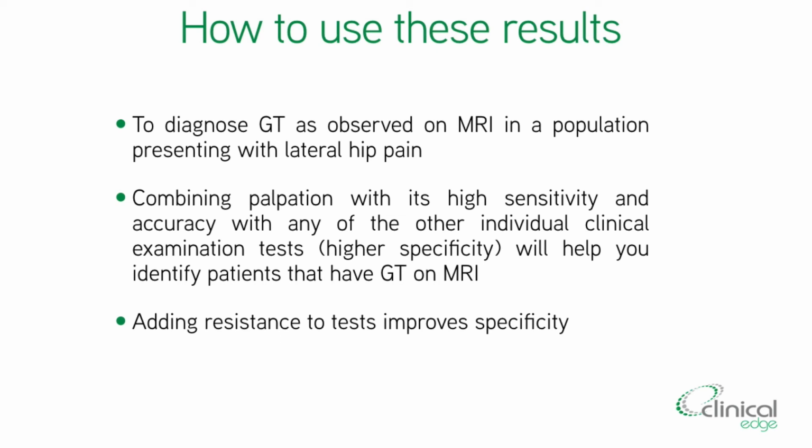So how can you use these results? When we're diagnosing gluteal tendinopathy, as it's observed on MRI in populations presenting with lateral hip pain, you combine your palpation with its high sensitivity and any of your other individual clinical examination tests with higher specificity, and that'll help you identify your patients that have gluteal tendinopathy on MRI. And with your tests, you can add resistance to help improve your specificity.